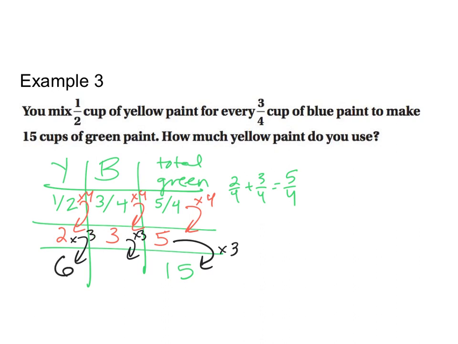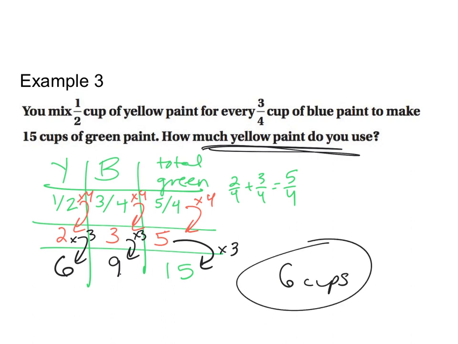So 2 times 3 is 6, 3 times 3 is 9. What this tells me is that I'm going to use 6 cups of yellow paint, 9 cups of blue paint, and that will equal 15 cups of green paint. So, final question, how much yellow paint do I use? I use 6 cups.